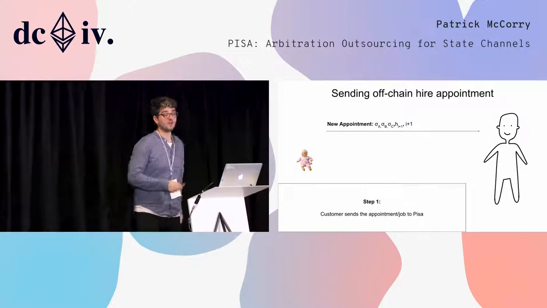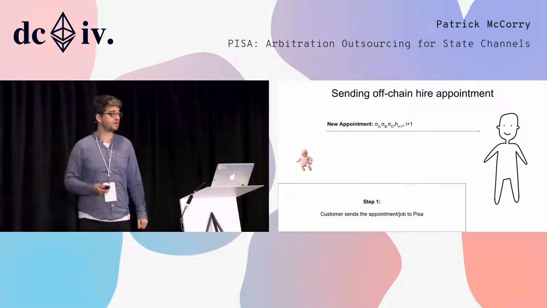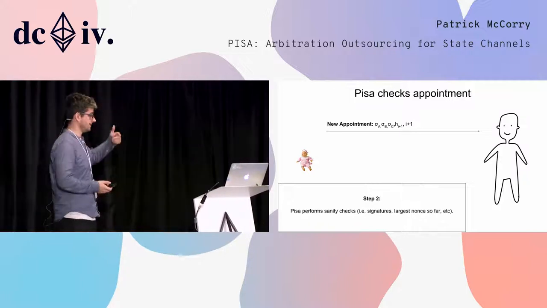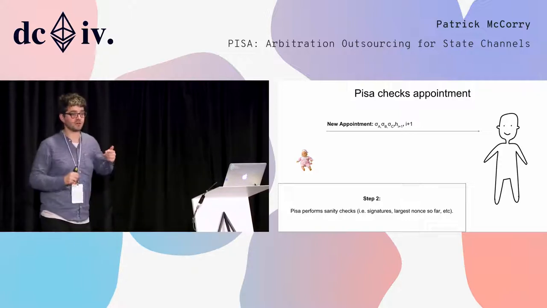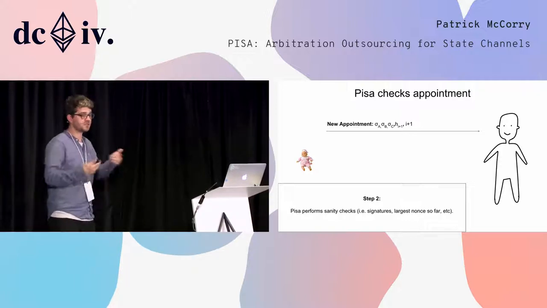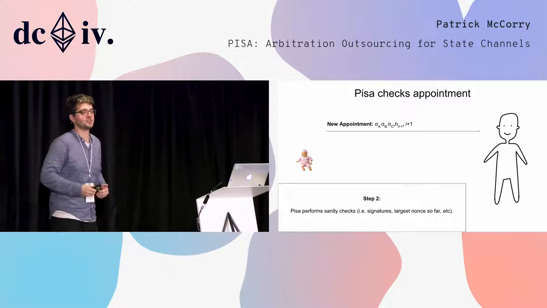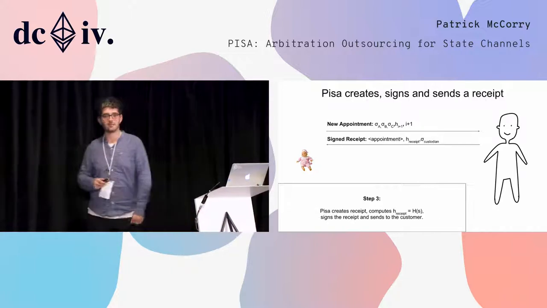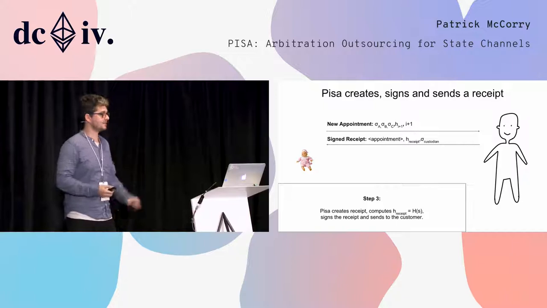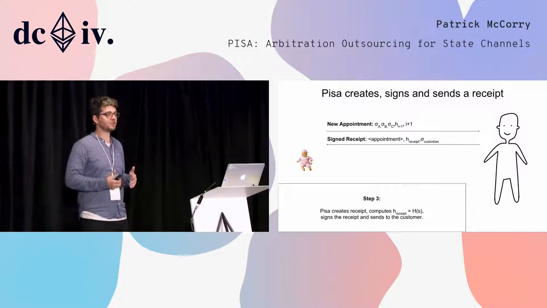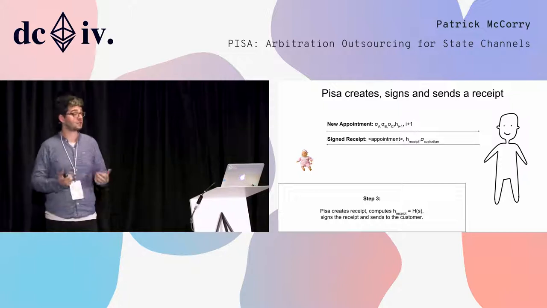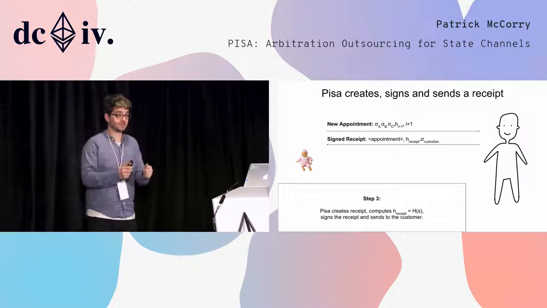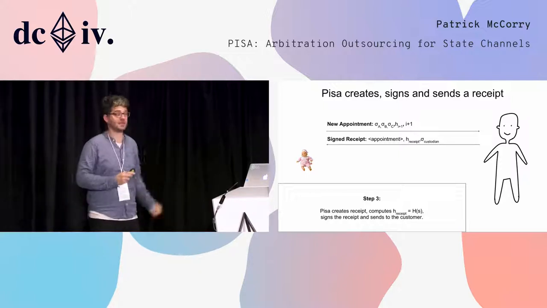So how does this work? First, the customer will send the appointment to the third party. The third party will do some sanity checking. They'll look at the message they received and at the customer's state channel contract on the blockchain, and they'll say, yep, if there was a dispute, I could actually relay this message and the contract would accept it. Then the third party creates a new signed receipt. This contains the appointment information, but it also includes a new hash that we call the receipt hash. So the third party will generate a random number, hash it, and include the hash as part of the signed receipt.